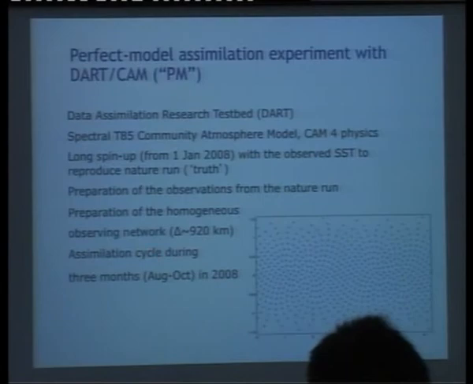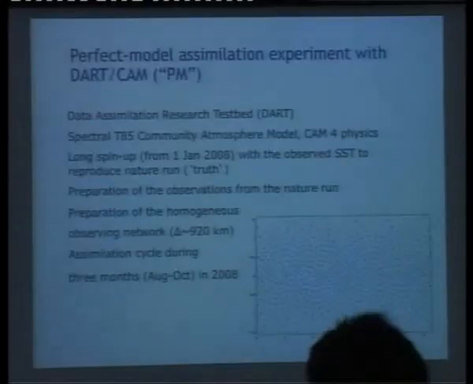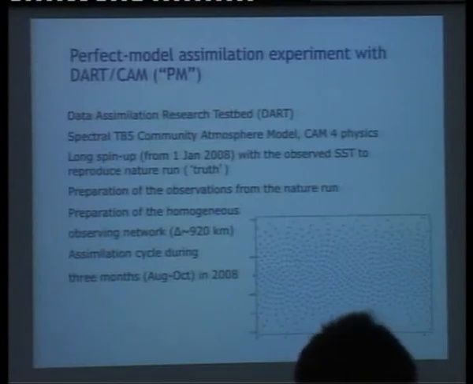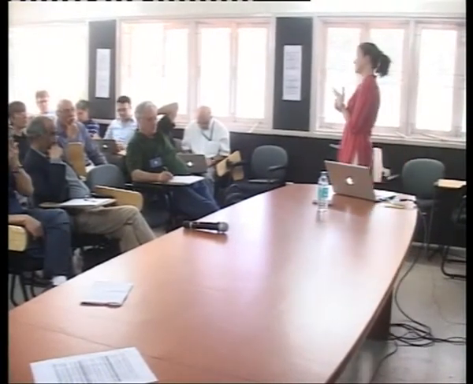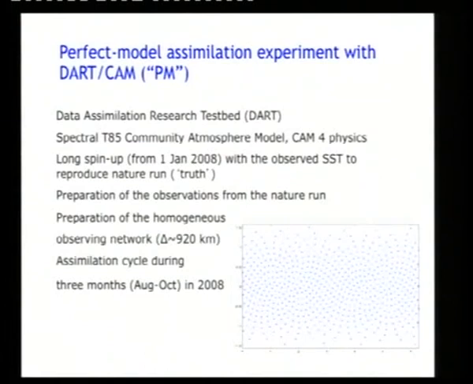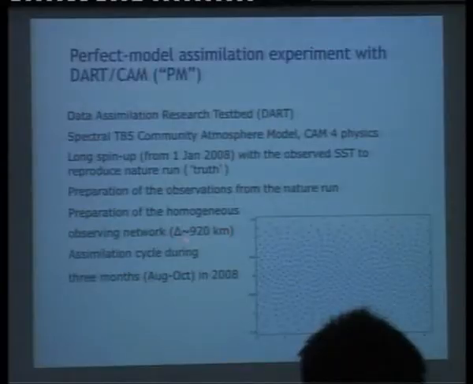So what we have done with this system is what I call a perfect model experiment. What was the purpose of this experiment? The purpose was to really find out what would be the properties and flow dependency of the background errors in the case when the observation network is homogeneous, when the model is perfect, and when we don't suffer problems with the observation operators. So for this we have done a nature run by running a 1 year model with observed SST. This is called observing system simulation experiments. Then we take observations from this nature run and assimilate them back into the same system by using this wonderful homogeneous network on the sphere, which has quite poor density but is enough for a T85 model, and we do it over 3 months.